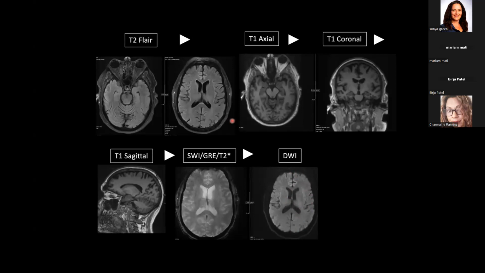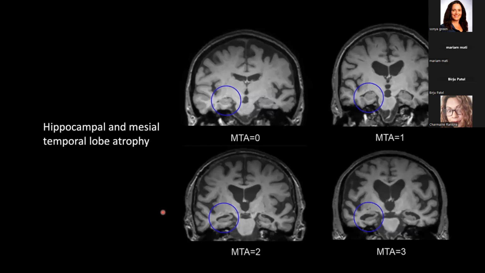So now you're an expert, right? You've got the different sequences: FLAIR, T1s, looking for hemorrhages on SWI or DWI. And we know now that it's important to look at different views of the brain to help us understand, do we see some mesial temporal lobe structure changes, or do we see some changes across the frontal, parietal, or occipital axis?